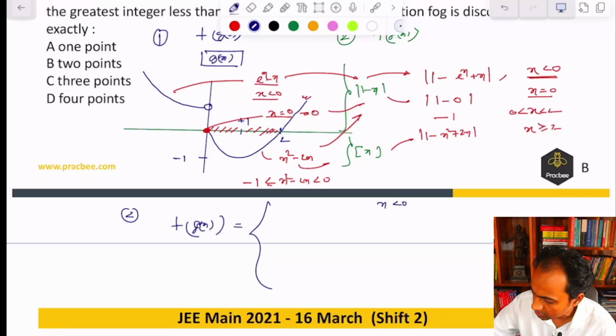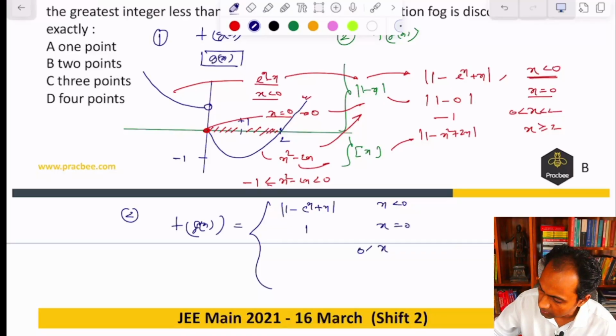What happens when x is smaller than 0? This becomes 1 minus e raised to the power x plus x comma. What happens when x is equal to 0? You can see that this becomes 1. What happens between 0 and 2? It becomes minus 1. What happens for values of x greater than or equal to 2? It becomes x square minus 2x minus 1 comma.